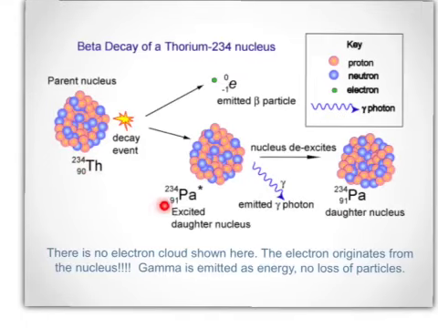Here is an example of beta decay. The parent nucleus is thorium. It splits into two smaller particles. One of them is a beta particle, or electron. And then the other particle, being protactinium, is unstable. So it gives off a gamma photon to become a more stable nucleus.